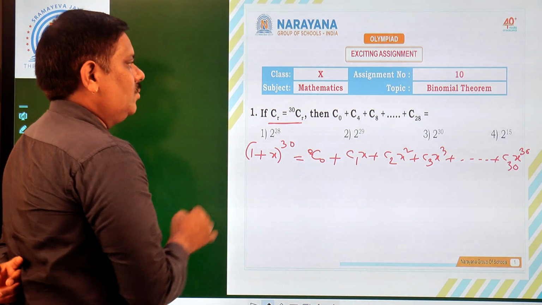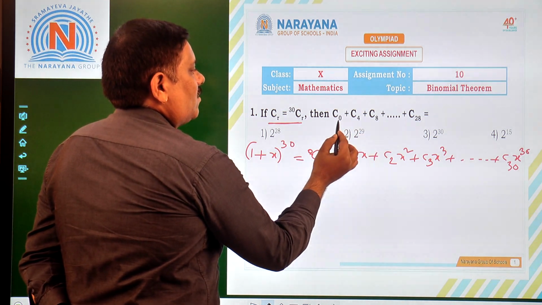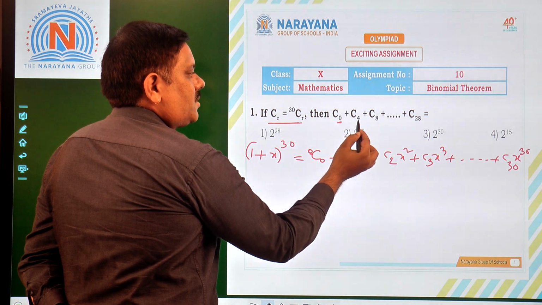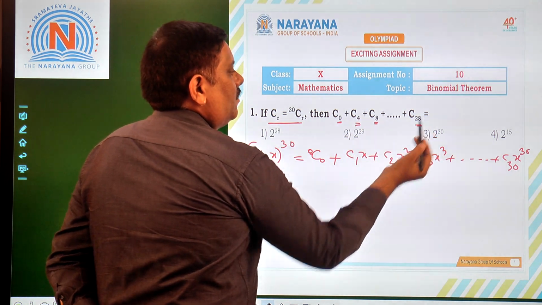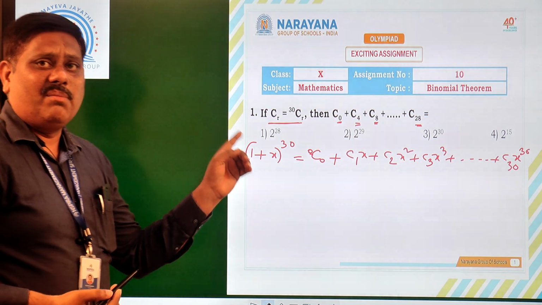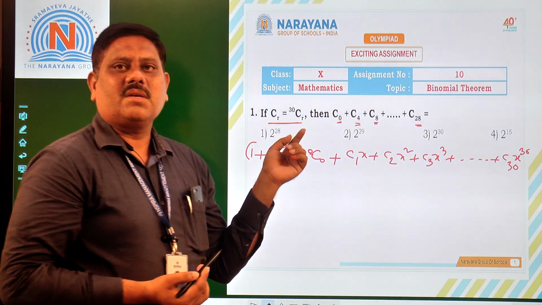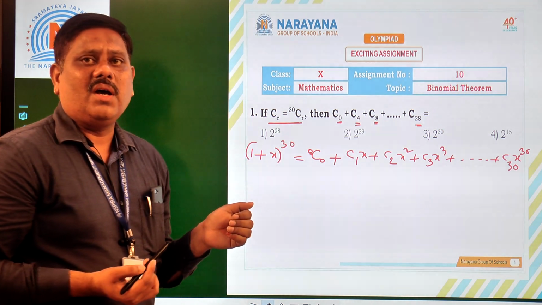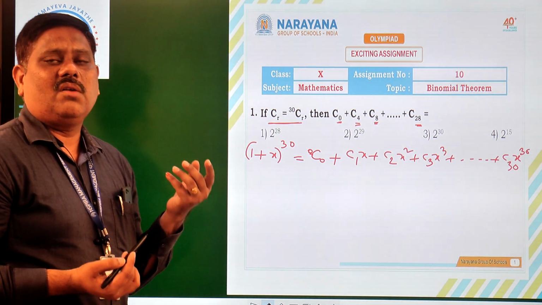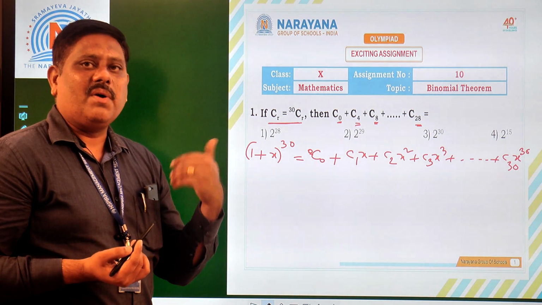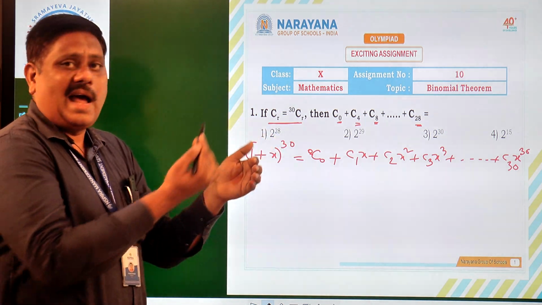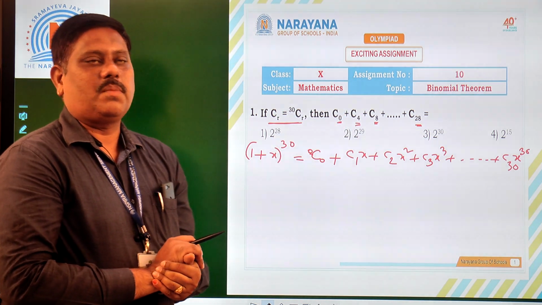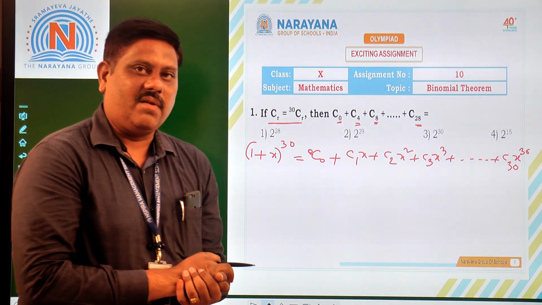Now next, what to do? Whenever you are asked to find the sum of binomial coefficients, if you look at the subscripts, they are 0, 4, 8, so on up to 28, which are all multiples of 4. Whenever you are given the subscripts as multiples of 4, you have to take x value as the fourth roots of unity. What are the fourth roots of unity? We have to keep on substituting x value as them, then add them up together, and then we are going to get C0 plus C4 plus C8 plus so on plus C28 value.